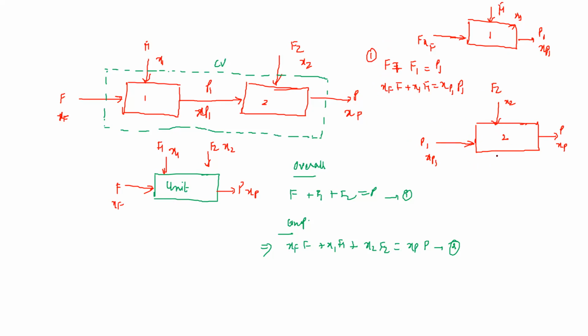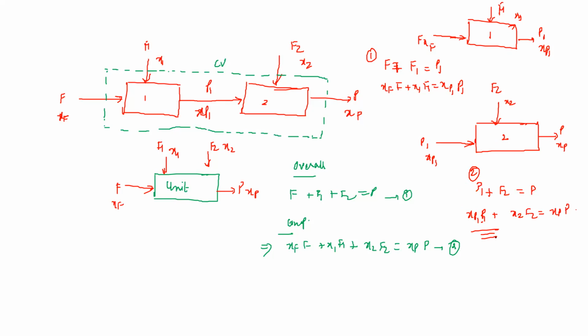And similarly, I'm going to make two equations for unit number 2. That is the overall material balance, input is equal to output: P1 plus F2 is equal to P. And second is XP1 into P1 plus X2 into F2 is equal to XP into P. So this is my second equation that I've formed. So based on these equations, I can find my result.